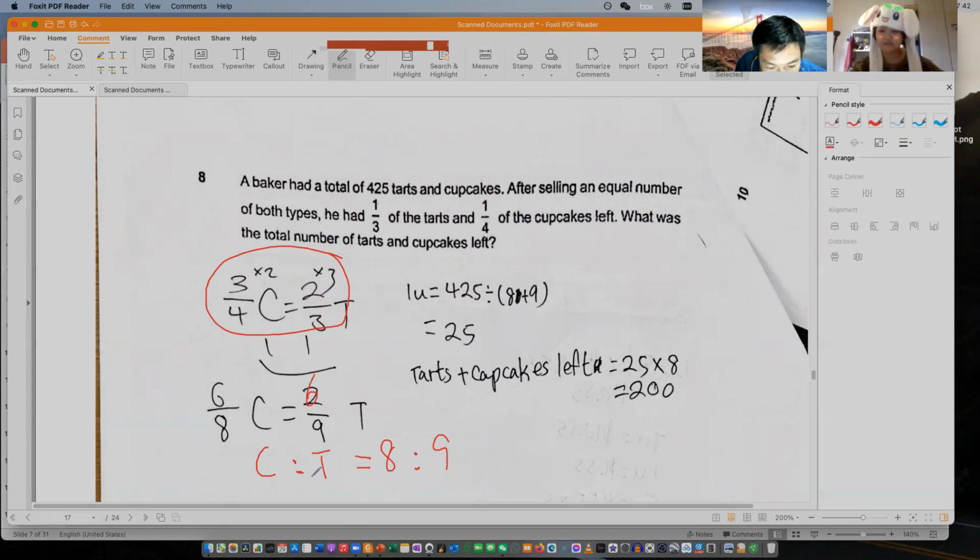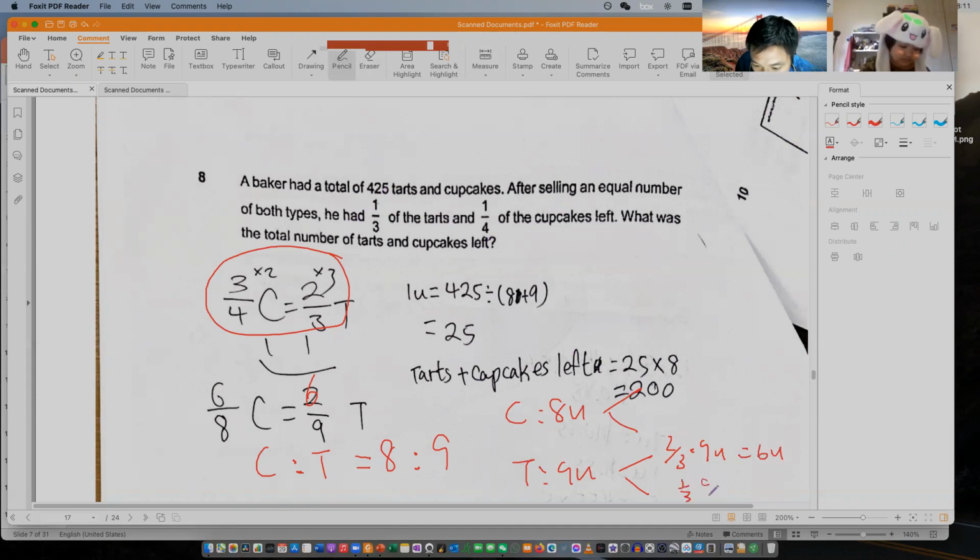So in fact, if C is 8 units, T is 9 units, you can use the branching method. So C is 8 units, T is 9 units. So you branch out. It says 1/3 of the tuds. This is cupcake, this is tuds. 1/3 left means 2/3 used. So 2/3 of 9U is 6U. 1/3 of 9U is 3U. So this is also 6U, then this is 2U left. So this is left, this is also left.